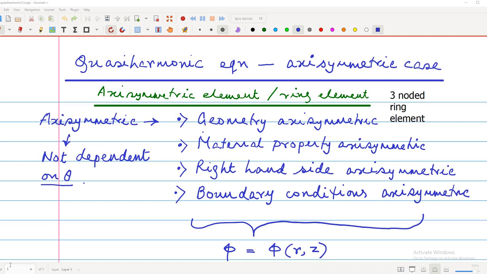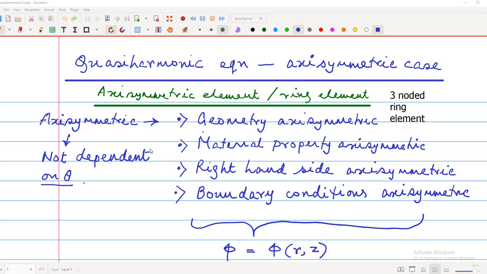So our topic is the quasi-harmonic equation for axisymmetric problems. Here we'll be using axisymmetric elements, or ring elements, and we will confine ourselves to three-noded ring elements. Axisymmetric means it's not dependent on theta.